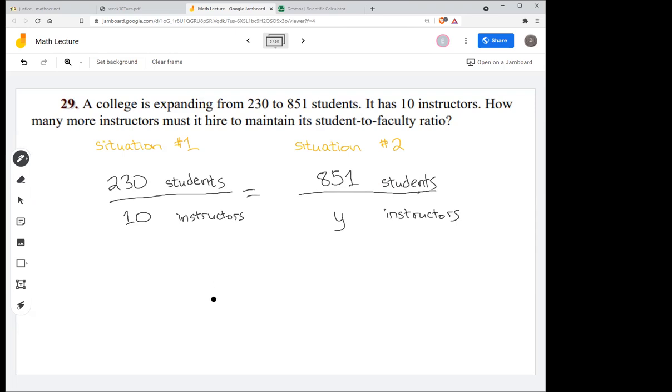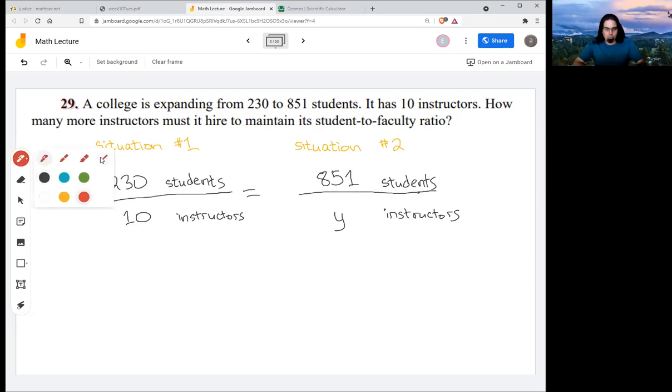Also going to remember in this one, they're tricking me, or trying to. I'm finding how many instructors they have total in the new setup. But that's not what they're asking. They're only asking how many more do they have to hire. So I will have a concluding extra step after I've done this.